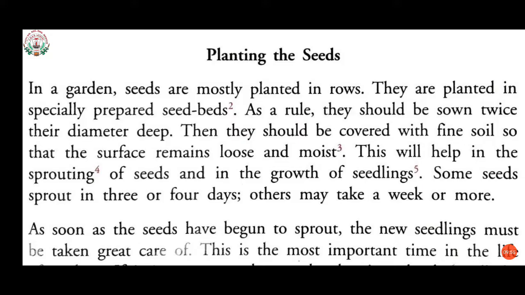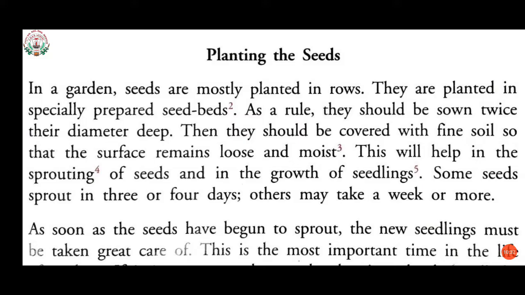As a rule, they should be sown twice their diameter deep. Then they should be covered with fine soil so that the surface remains loose and moist. Moist means the soil should be slightly wet. This will help in the sprouting. Sprouting means beginning to grow, producing new shoots or leaves. It begins to grow as the surface soil is wet, moist.